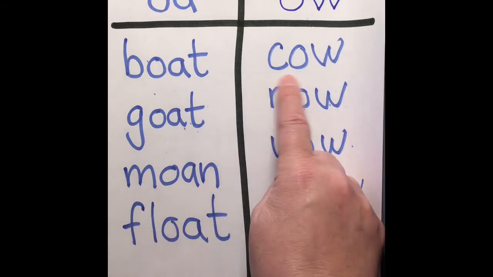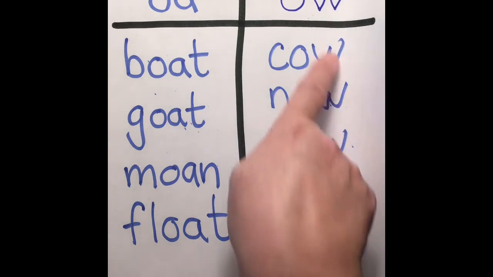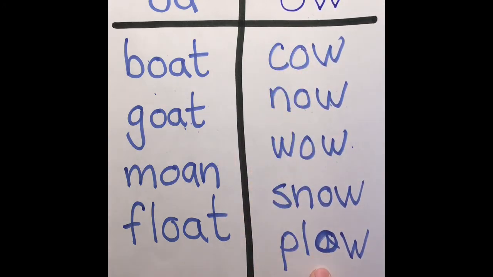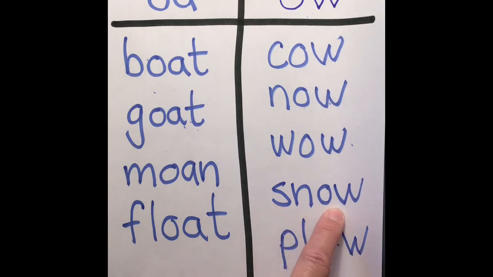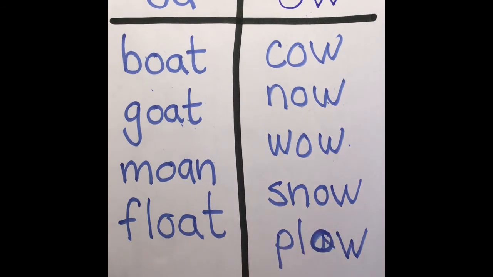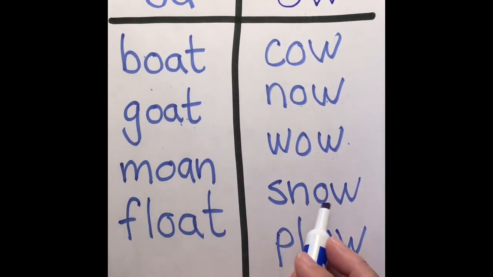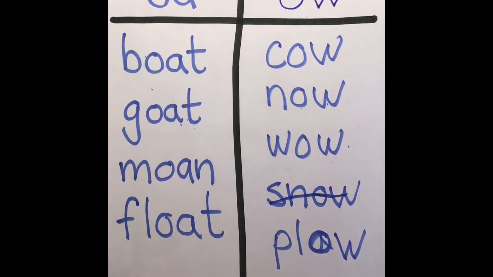Over here I have cow, now, wow, snow, and then plow. So all of these look right, but one of these is not actually giving the same sound. Yeah, so I probably wouldn't want to use snow at this point, right? I would use snow for a different sort, but not this one. So even though all these features are fair, SN is a blend, OW is an abstract vowel, it's not the same sound that I'm going after in this particular pattern.